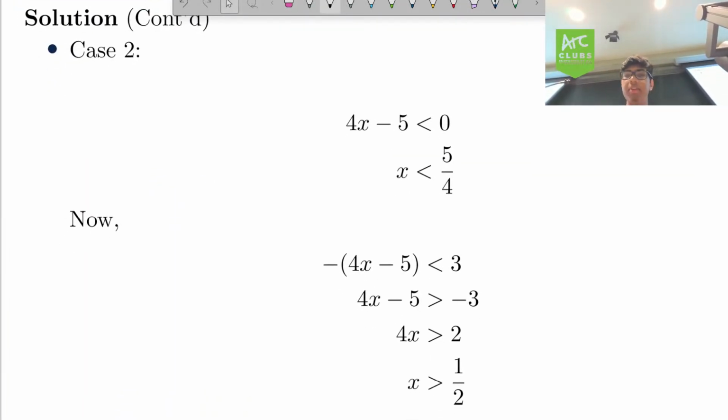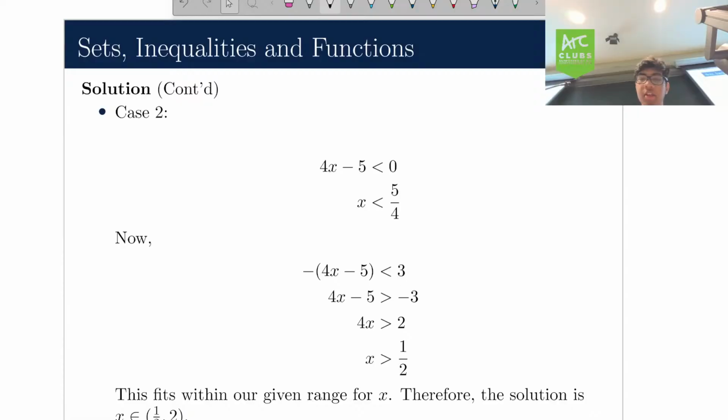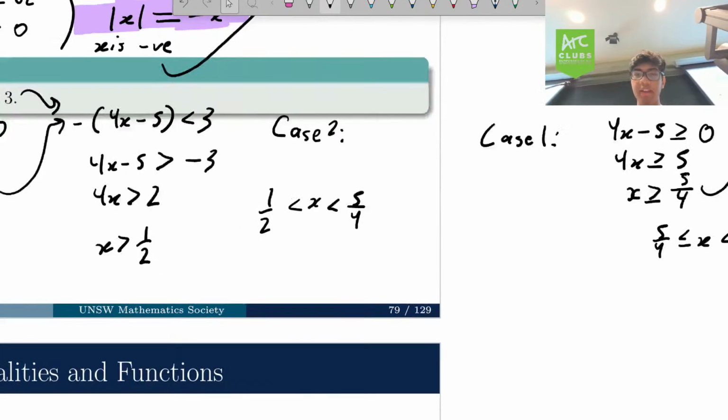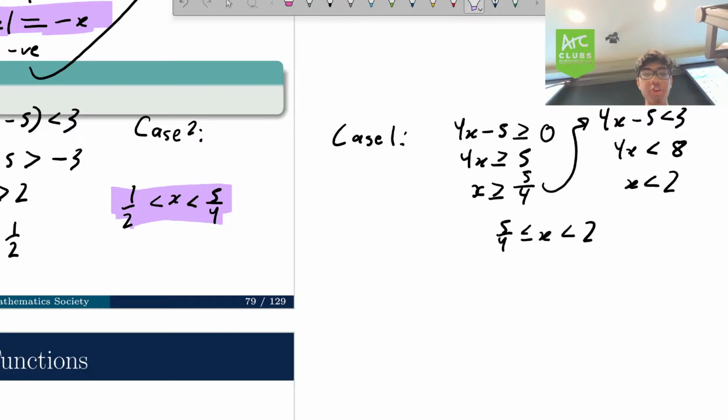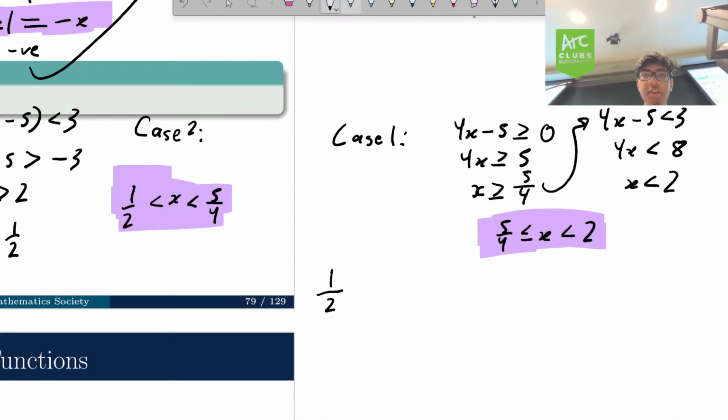And I can do just the same thing for case 2, 4x minus 5 less than 0, so x less than 5/4, and get the exact same answer from evaluating my inside bit. x is greater than a half. And so the overall solution is going to be, if I look back at this, either this is true or this is true. So my overall values for x, where it holds, is half less than x less than 2, going all the way up to my upper bound here.